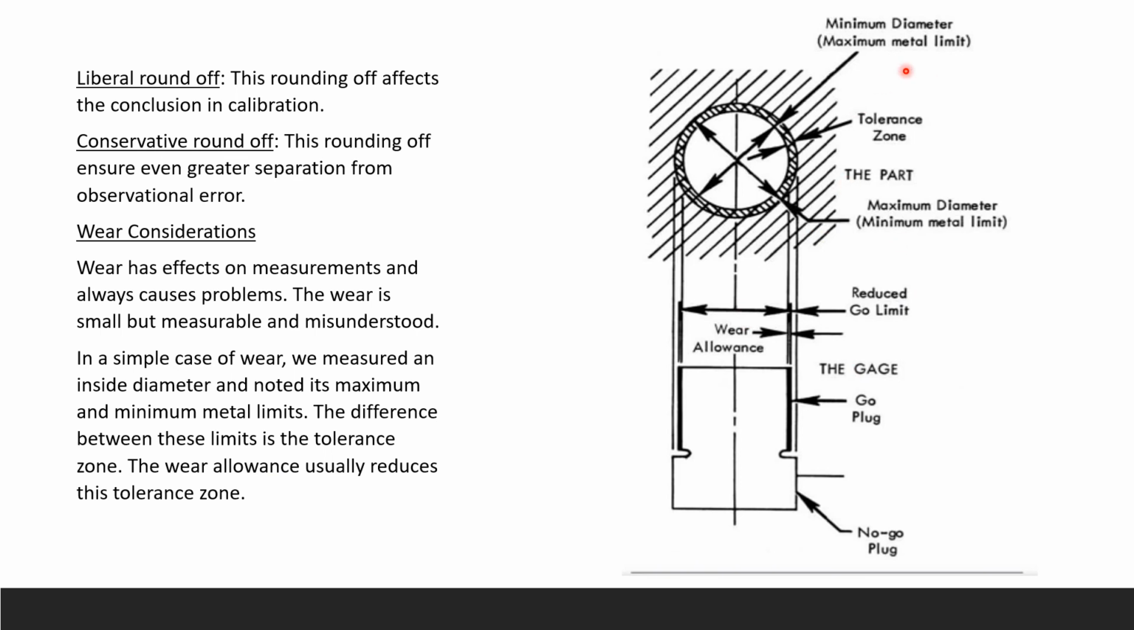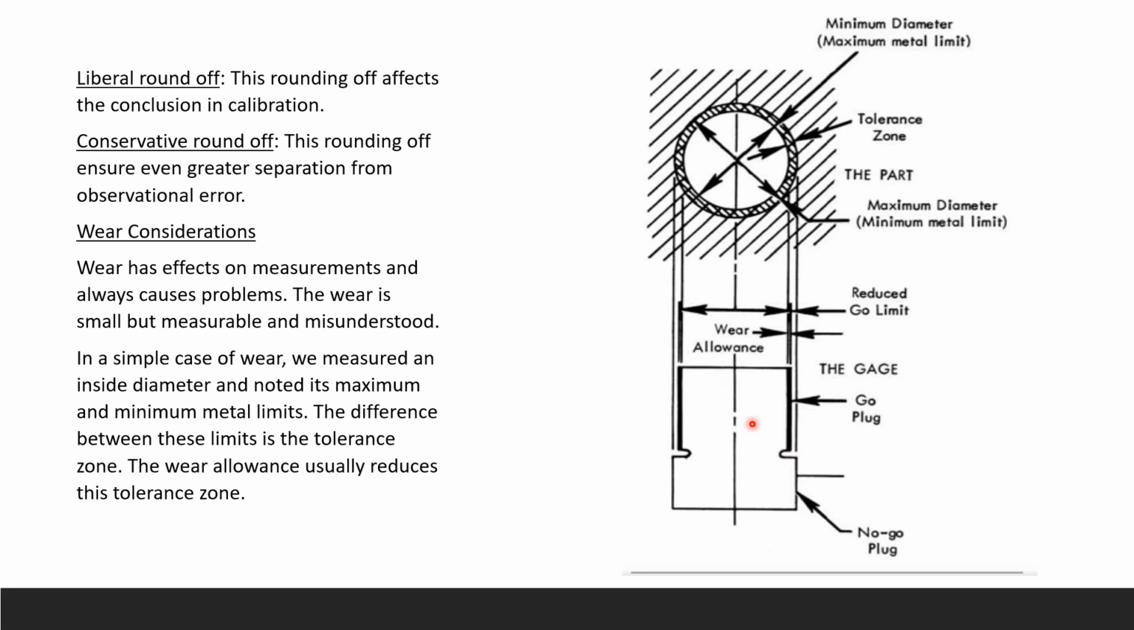When you look at it, your minimum diameter is a hole, and the minimum metal limit is right here, and then your tolerance zone is right there. The part is right there, and the maximum diameter is right here. It's for minimum metal limit, so don't get confused. All you have to remember is the shaded area right there, and that's your tolerance zone. The wear is going to decrease that zone. You can get it with your common sense instead of looking at the drawing and getting confused.